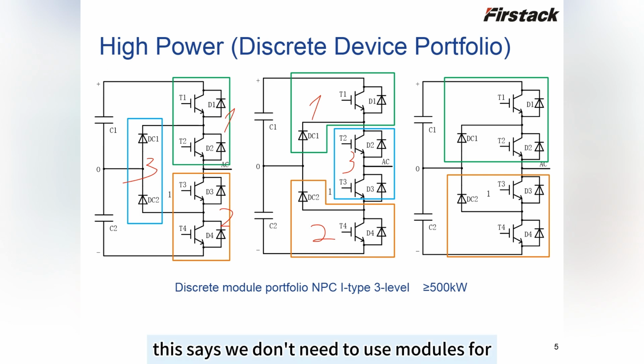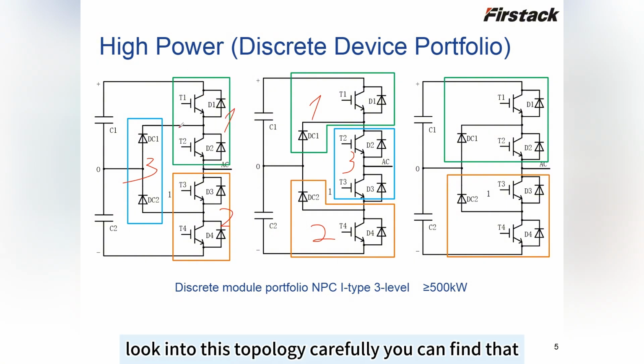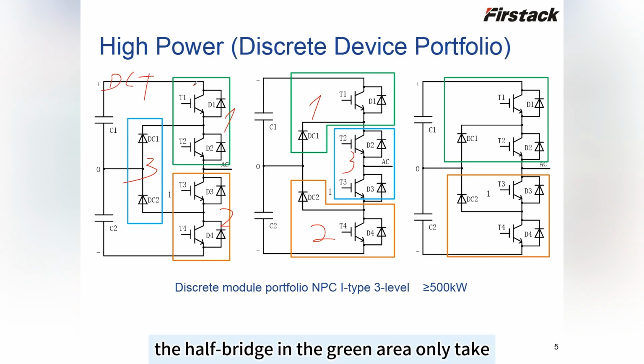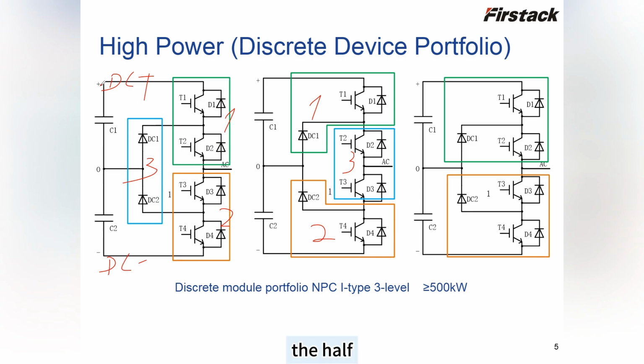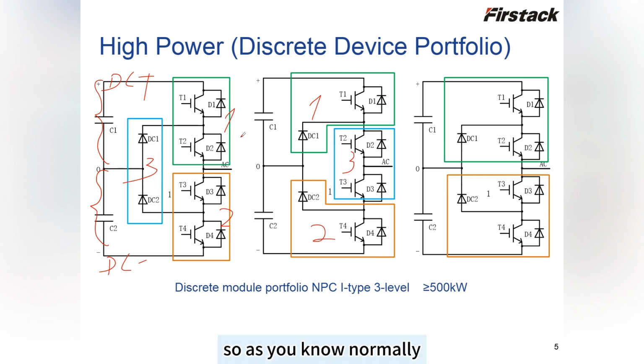We don't need to use modules for the full DC voltage, but only half of it. If you look into this topology carefully, you can find that the half bridge in the green area only takes half of the DC voltage, and the red area takes the other half of it. As you know, normally the higher the voltage level of our module, the greater the price of it.